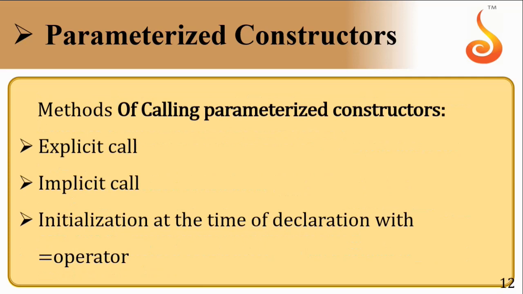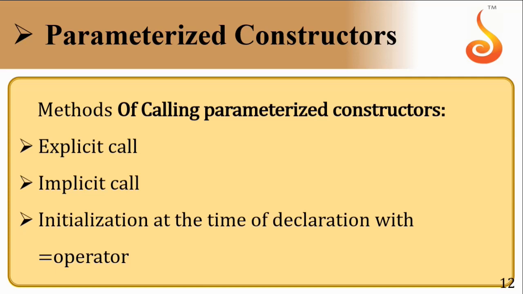This is a very important question even from the board point of view. Like the methods of calling parameterized constructors, they will ask you to name them, and they can say write an example for explicit call or implicit call, or whichever one you explain. But then you have to write an example for that also.